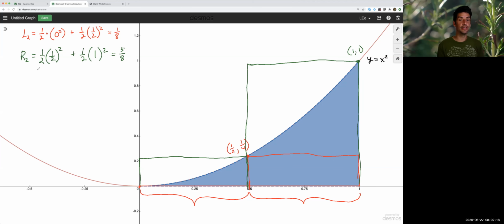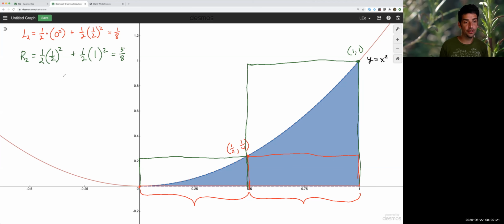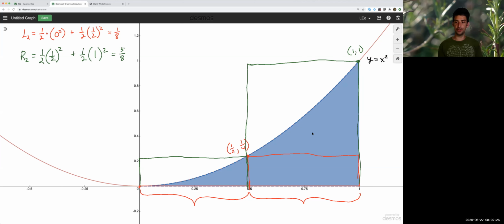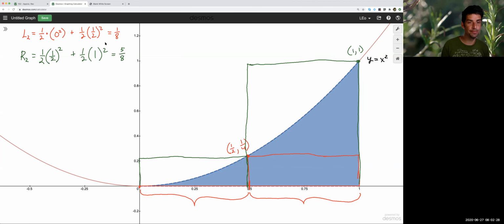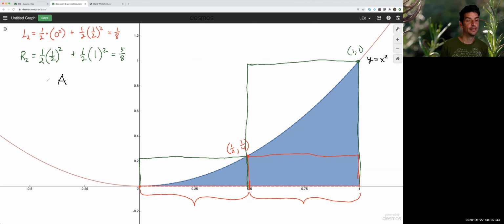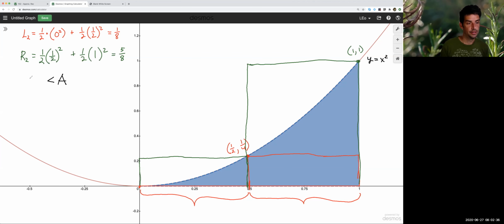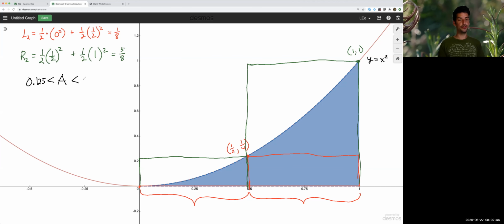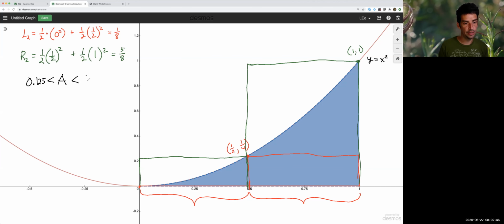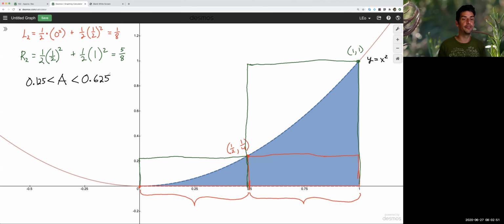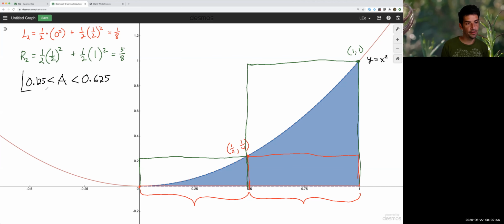Okay. Now what do we know from this? Well, what I think makes pretty clear intuitive sense is the actual area we're talking about, that blue shaded region, is between these two numbers. I'm going to convert to decimals because in a moment we're going to get some fractions that aren't quite so easy. What we've determined is that our area is between 0.125, 1/8, and 0.625, 5/8.